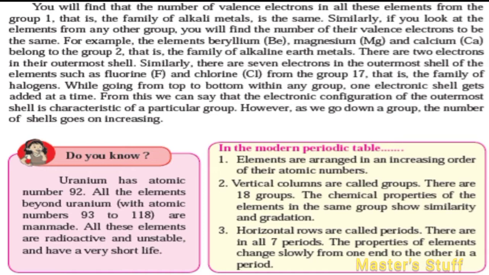If we take a look at all the groups in the periodic table, we get to know that all the elements of the same group have the same number of valence electrons in their outermost shell. That is, all elements of the same group have the same valency. However, as we go down the group, the number of shells goes on increasing, as going from top to bottom within any group, one electronic shell gets added at a time.